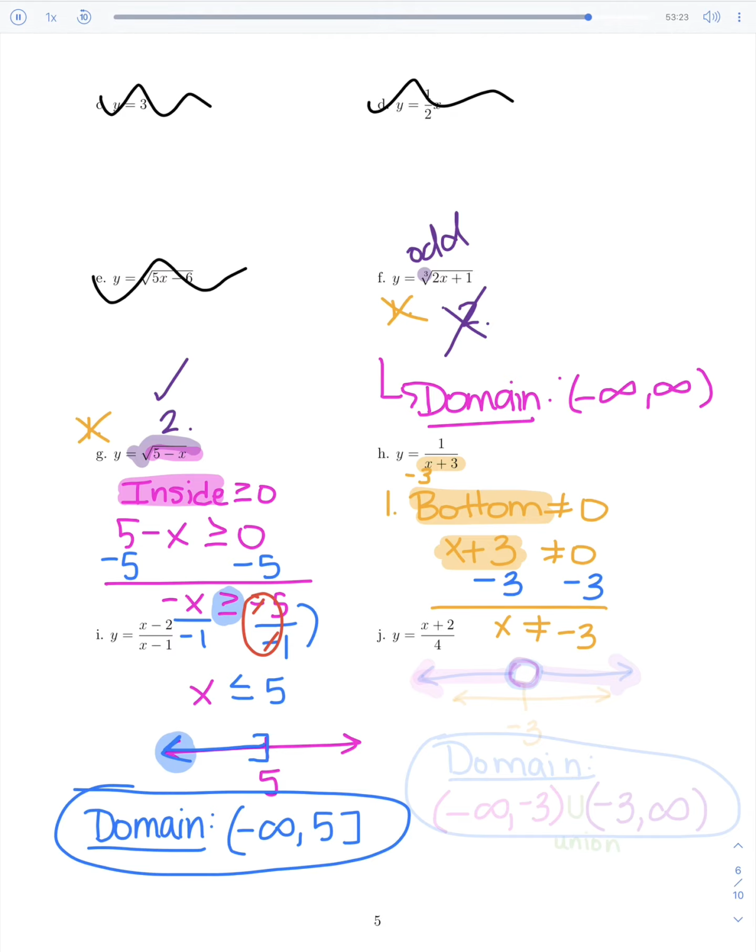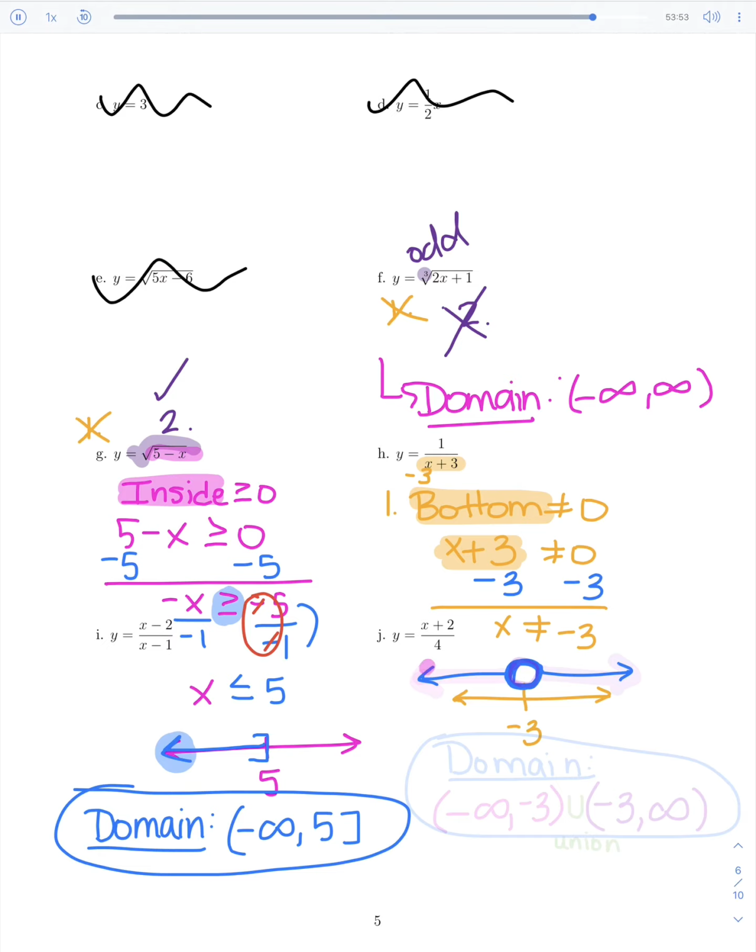So let's draw a little picture of this and what this means. So here's our number line. Here's negative 3. And what this would look like is anything before negative 3 is fine. Anything after negative 3. But negative 3 is not okay, so I'm going to leave this gaping hole at negative 3 because I can't use it. That's the value that will make my denominator 0. So I have to break this up into two pieces.